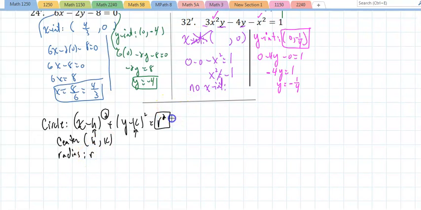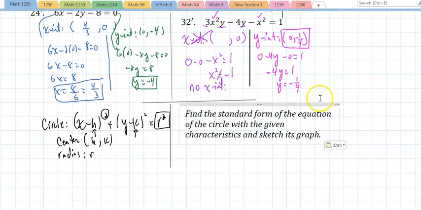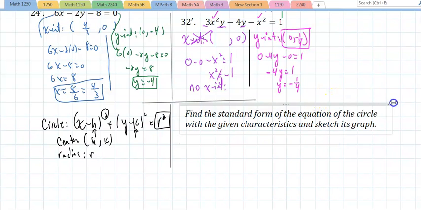And I want to do two examples on this really quick. Again, we'll come back to this and we will apply this heavily. So directions, find the standard form of the equation of a circle with the given characteristics, and let me get that copied up.